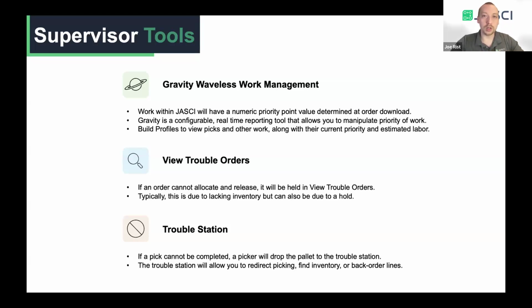And then at the trouble station, you can determine how you want to resolve that issue, whether you want to back order a certain quantity or a certain line on the pick, or maybe you want to re-release the pick to be completed by somebody else once we have inventory put away. Or maybe you want to choose that you're going to manually go grab the item that was missing from somewhere that maybe wasn't allocatable. You have options in the trouble station for how you want to resolve those picking exceptions.